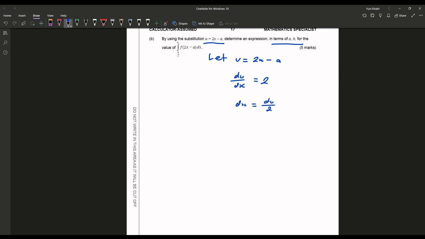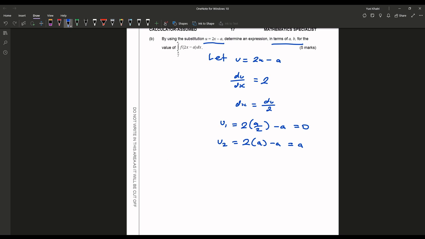Now we want to change our bounds. So our lower bound, u1, is going to be just substituting this into here. We've got 2 times a over 2, take a, which gets a 0, so our lower bound is 0. And now for our upper bound, u2, that's 2 times a, take a, which is a. That's just substituting this upper bound into there.